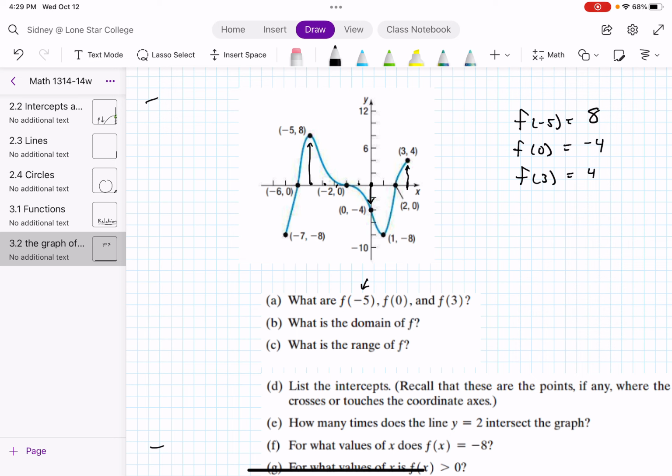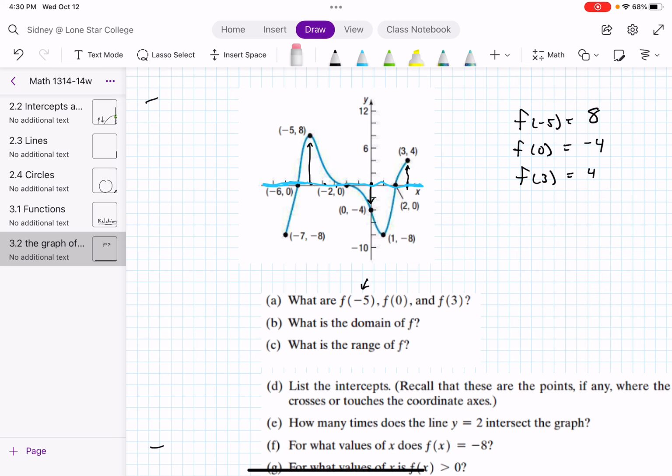Question B, what is the domain of f? Domain is x values. Now in an equation, we think about all the x values that could be used. When we look at a picture of a graph like this, we're seeing what x values are used. And so we're looking along the x-axis. And we're seeing from all the way left to all the way right what x values get used. And we're going to write our answer in interval notation, but interval notation always is the smallest value, comma, the largest value. So what is the smallest x value used?